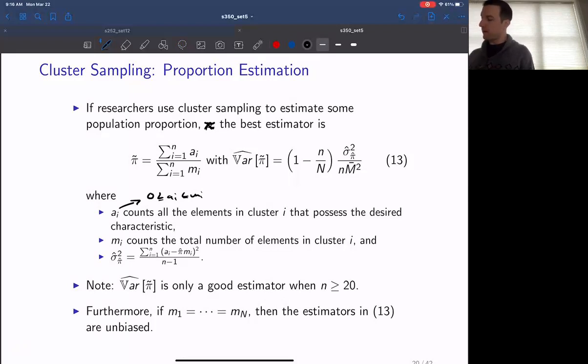All right. Now we have a note that the variance of this estimator is only good, where good can mean a number of things, when the number of clusters is at least equal to 20. Further, just like with our estimator for the mean and the total, if the cluster sizes are equivalent, then the estimators in 13 are unbiased.